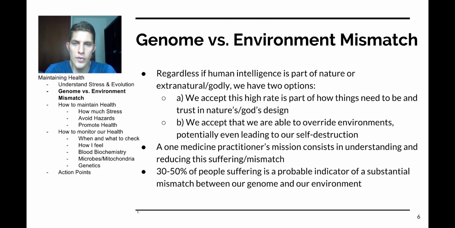We also accept that 30 to 50% is an indicator for a substantial mismatch between the genome and the environment. So in the wilderness, in a wild setting, such a high rate would only be observed in case of a massive change in the environment. So for example, if there is a fire in the forest, or a drought, or a forced migration, or when we transplant some animals in a zoo setting, in a controlled environment.